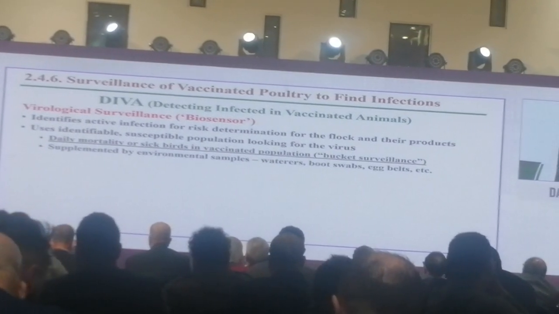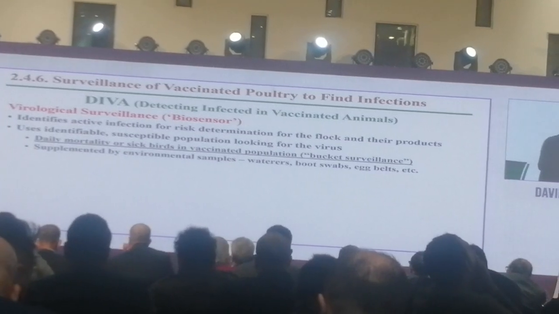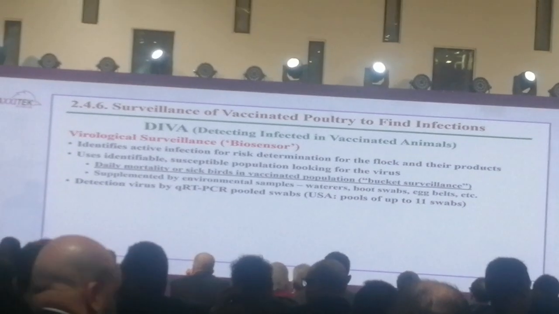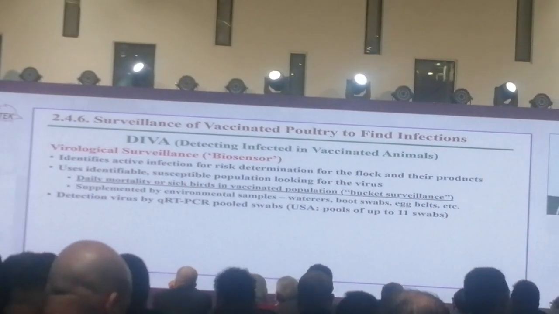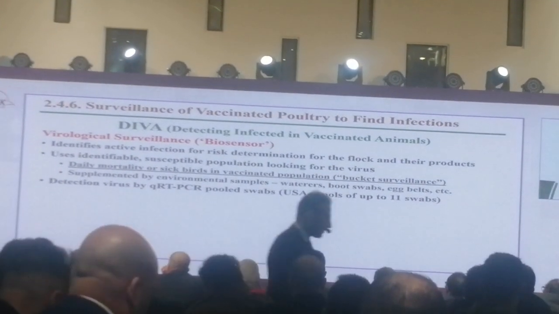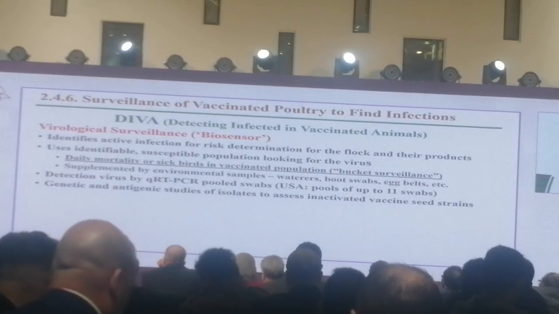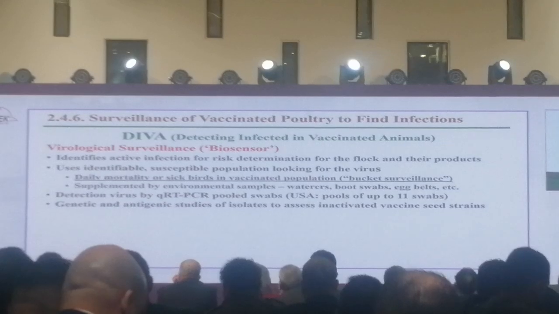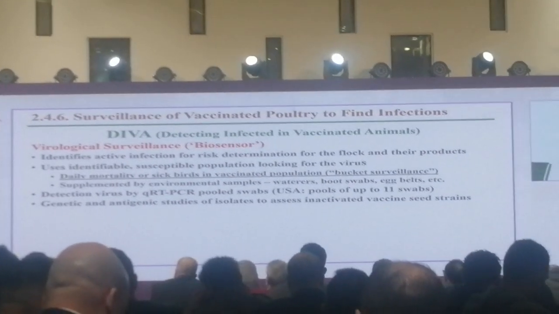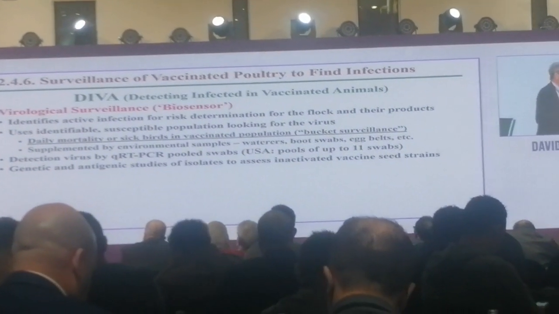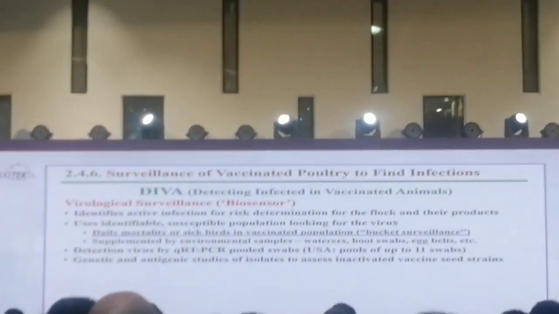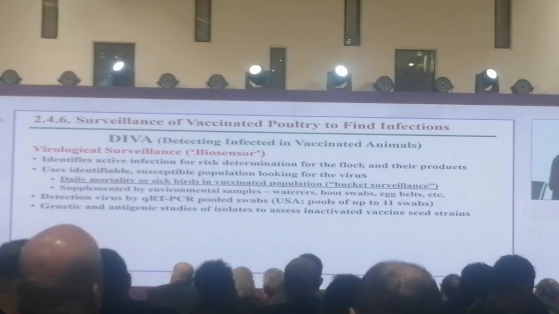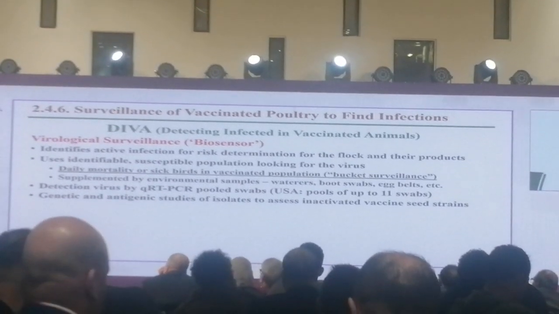That's the daily mortality or sick birds within that population or bucket surveillance. And you can supplement that by environmental samples and use the real-time, very sensitive real-time PCR, which in the United States we use pools of up to 11 swabs in our flock sampling for our non-vaccinated flocks. If you do find viruses in vaccinated populations, then you can do genetic and antigenic studies to determine is that virus an escape virus or has developed resistance to the vaccine or not. If there is changes, then vaccine seed strains may need to be updated.